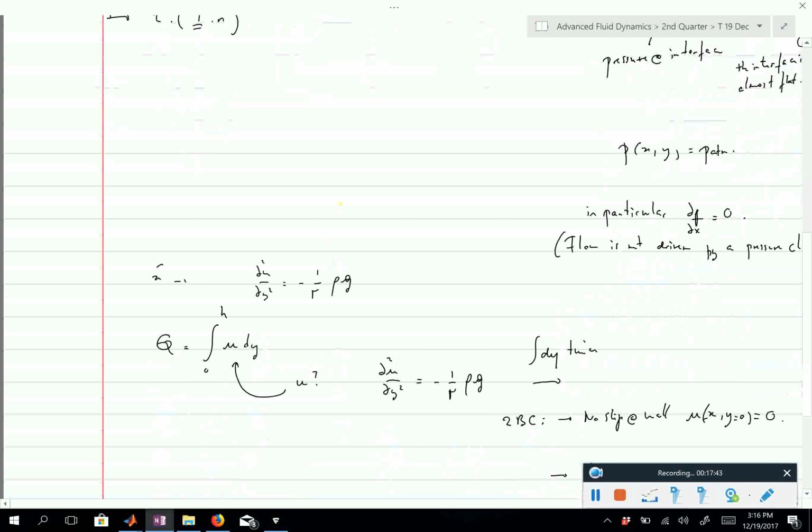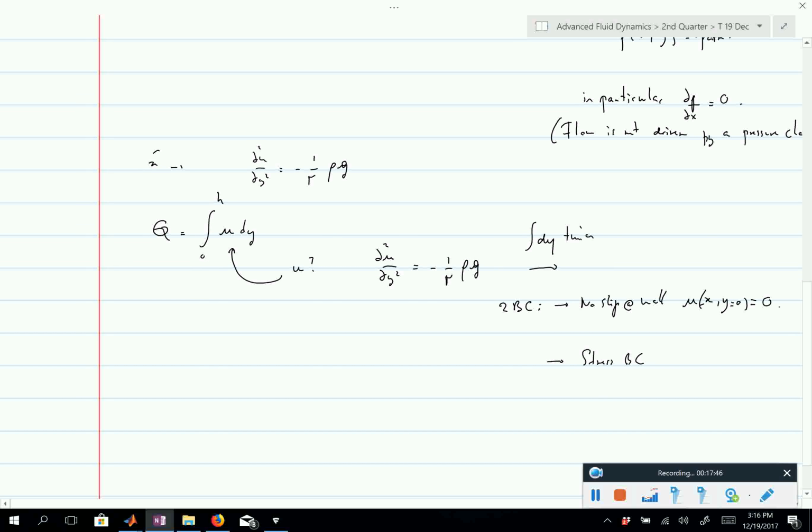And so what do you write? You write continuity of stress. I think we did that once before. So mu du dy in the water phase is going to be equal to mu du dy in the air phase. But what do you say at this point? Yeah, because the viscosity of air is really, really small.